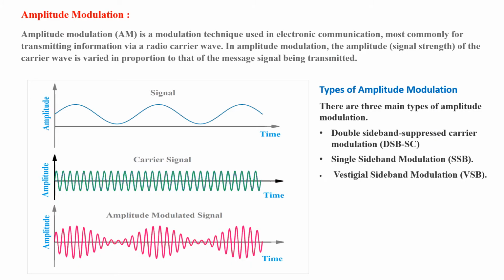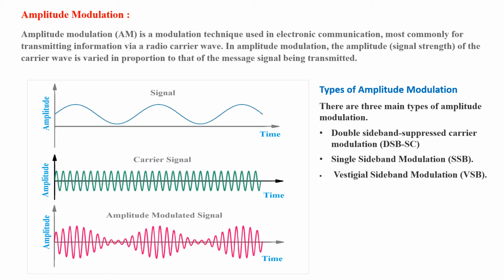Let's see amplitude modulation. Amplitude modulation is denoted by AM. It is a modulation technique used in electronic communication. It is commonly used for transmitting information via a radio carrier wave. In amplitude modulation, the amplitude of the carrier wave is varied in proportion to that of the message signal being transmitted. Here, the amplitude gets changed with respect to the original signal, so it is called amplitude modulation.